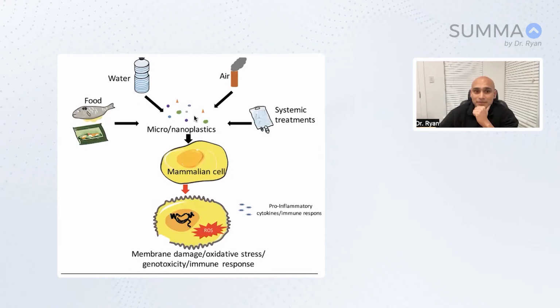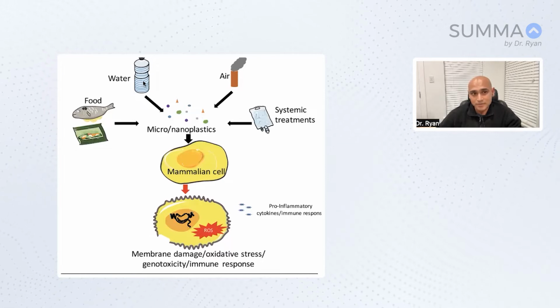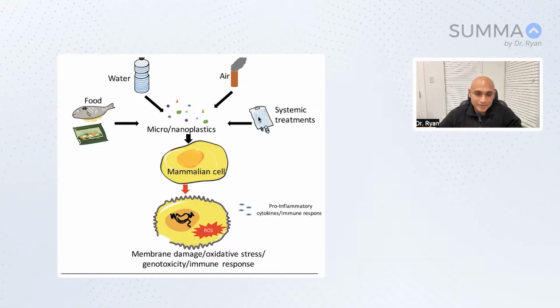Just giving a basic overview of why nanoplastics are so harmful. They're found all over in water, the air. Microplastics have been found in IV bags.